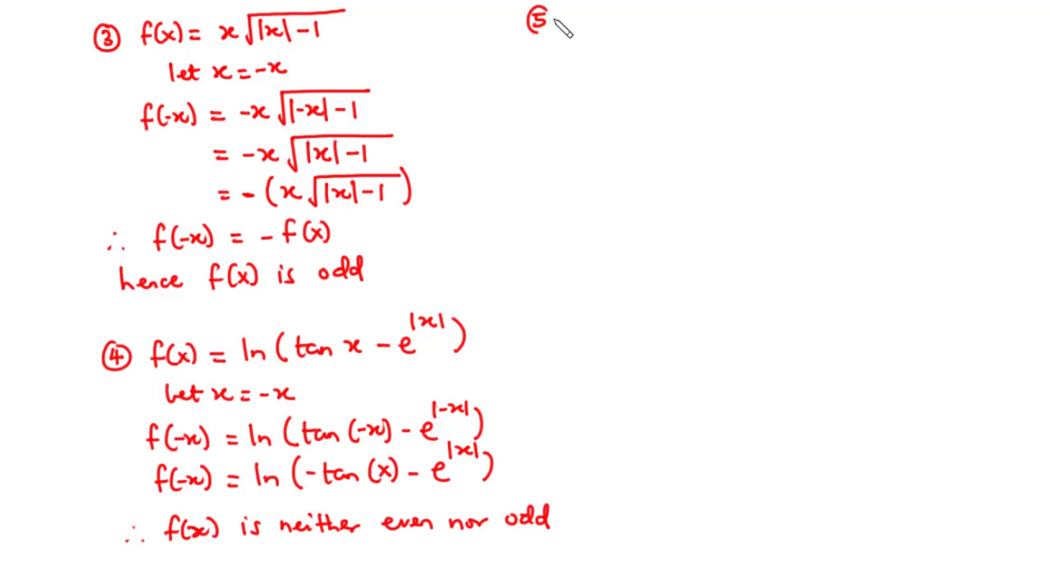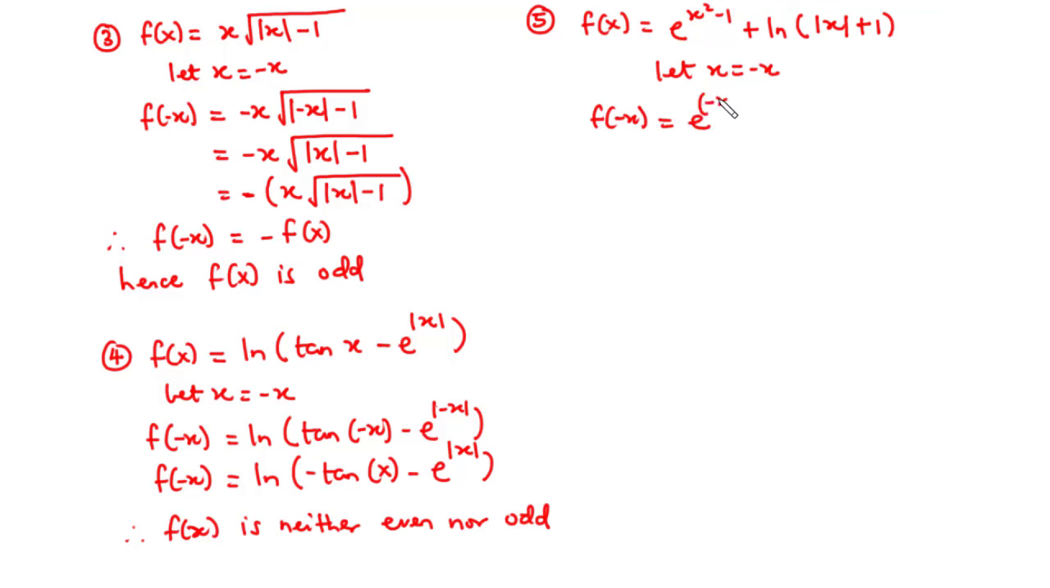Now let's move on to 5. That is the function f of x equals e to the power x squared minus 1 plus ln into bracket absolute value of x plus 1. Let x equals negative x, we have f of negative x equals e to the power negative x squared minus 1 plus ln absolute value of negative x plus 1.